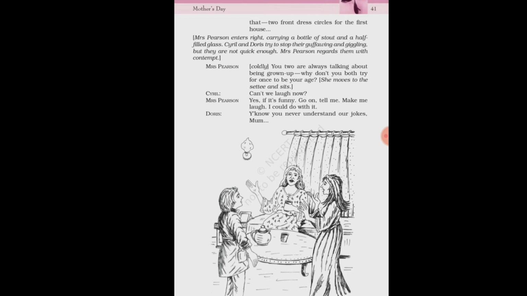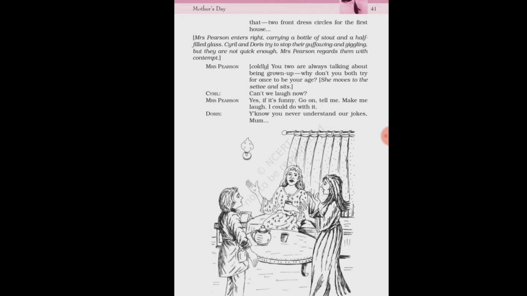Mrs. Person, coldly: You two are always talking about being grown up. Why don't you both try once to be your age? She moves to the table and sits. Cyril: Can't we laugh now? Mrs. Person: Yes, if it's funny. Go on, tell me. Make me laugh. I could do with it. Doris: You never understand our jokes, Mum.